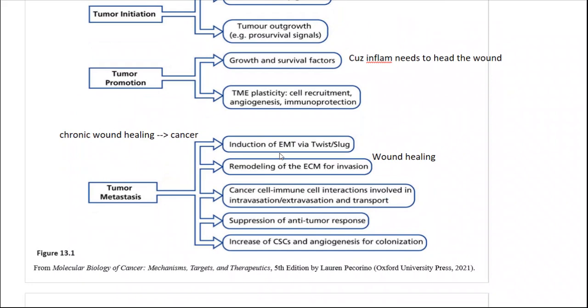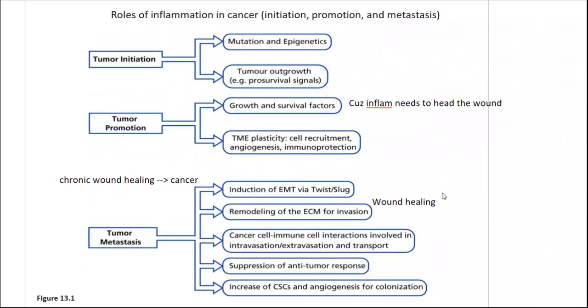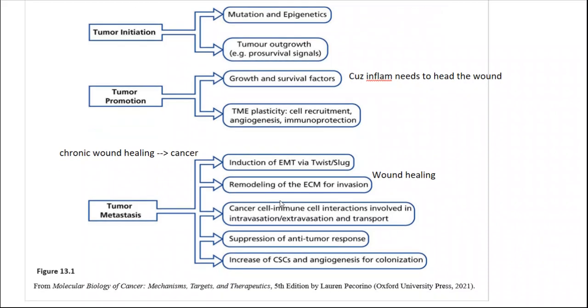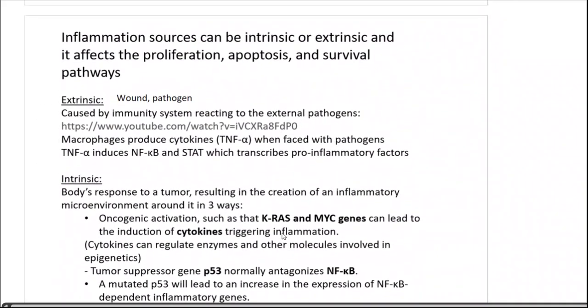Tumor metastasis: induction of EMT, epithelial to mesenchymal transition. Mesenchymal cells are able to move around, because when we have a wound, we need nearby cells, which are epithelial cells, to move to the empty site. So they need to turn into mesenchymal cells, and that helps metastasize. Then remodeling of ECM, cancer immune cells, and so on. All that stuff. So we don't want chronic wound inflammation.